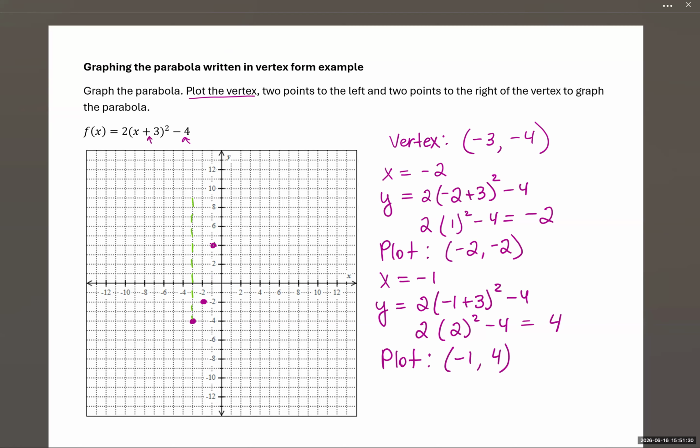That's right here. Now, the other 2 points, the ones to the left of the vertex, I'm not going to calculate them. I'm going to use the axis of symmetry to plot them. So this point is 1 away from the axis of symmetry, so that means that there's another one on the other side, 1 away. This point is 2 away from the axis of symmetry, so there's another one 2 away on the left from the axis of symmetry. And then you can just connect the dots.